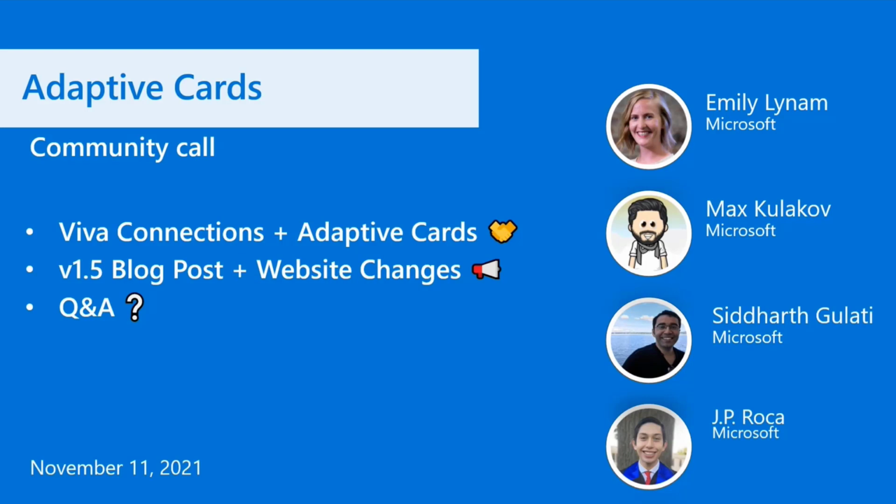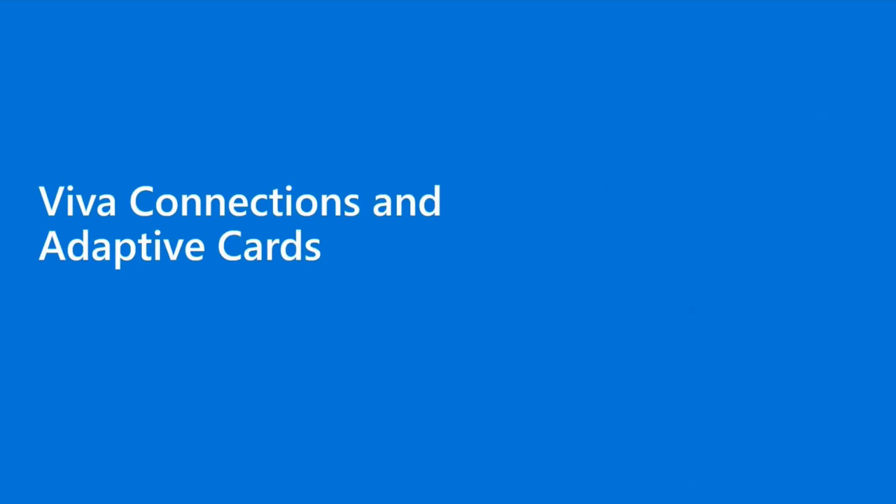All right, thanks, JP. So let's start with a quick recap. I wanted to give a quick recap on Viva Connections and how the Adaptive Cards framework plays a big role in the extensibility world of Viva Connections for both first-party and third-party components, and how the developers can use that to extend Viva Connections experience in the dashboard.